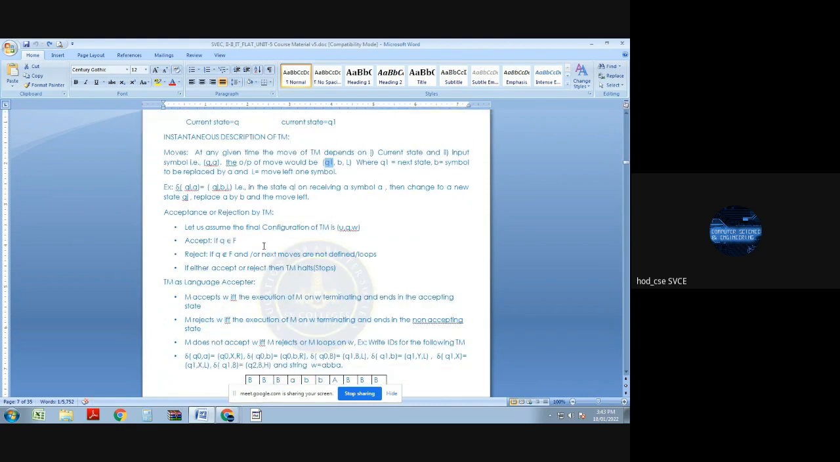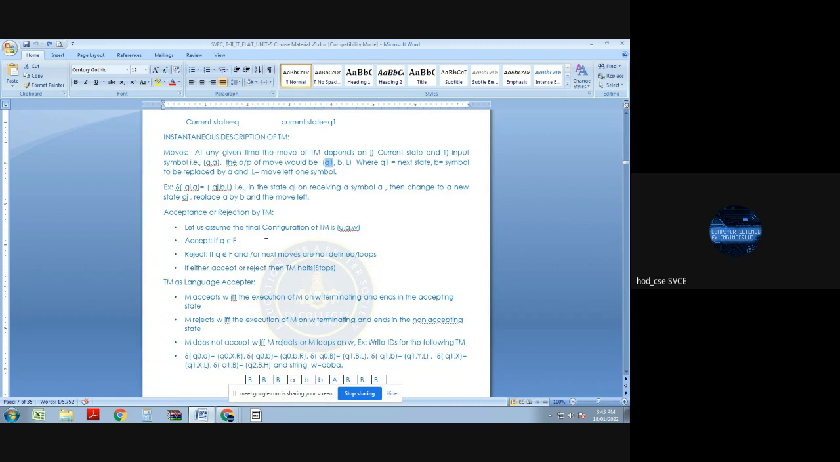So, acceptance and rejection by a Turing machine. It will accept only if the state belongs to the final states, or it will reject if Q does not belong to the final states, or else if the next moves are not defined, or we are going into infinite loops, then this string can be rejected by the given Turing machine.